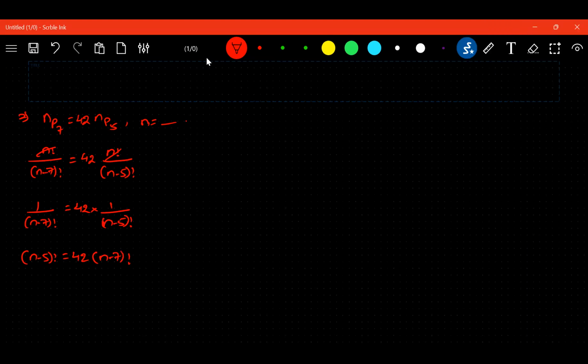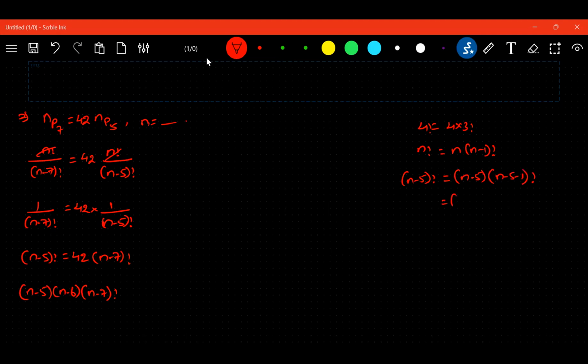Yes, that's correct. Right. So now if you observe here, n minus 5 factorial can be written as n minus 5 into n minus 6 into n minus 7 factorial. Because 4 factorial can be written as 4 into 3 factorial. Normally, n factorial can be written as n into n minus 1 factorial. So here what is happening? n minus 5 factorial can be written as n minus 5 multiplied with n minus 5 minus 1 factorial, which is nothing but n minus 5 into n minus 6 factorial.